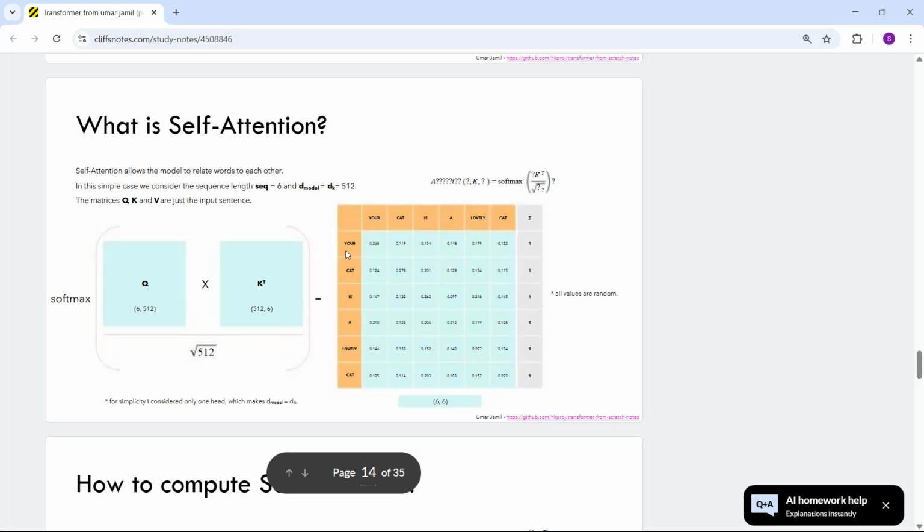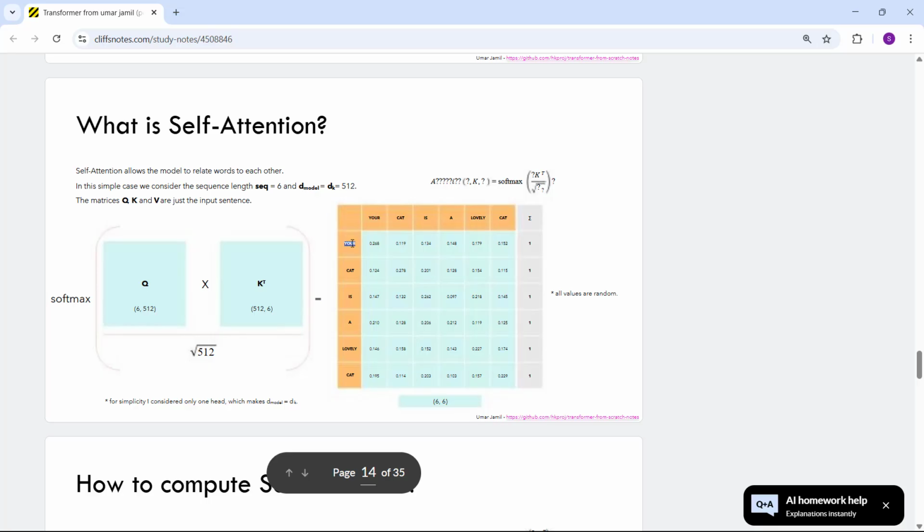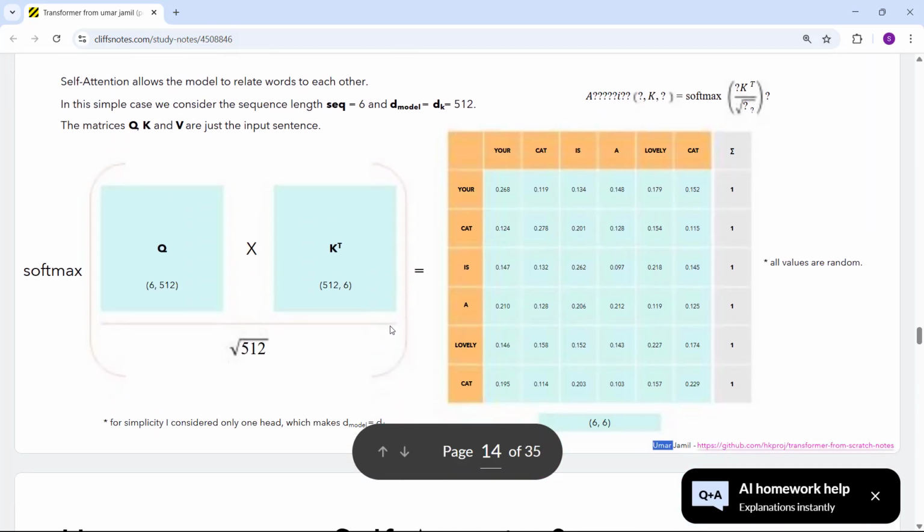That is, how the word "your" is related to the word "your", how "your" is related to "cat", how "your" is related to "is", how the word "your" is related to "a", each word with respect to each other word, how "your" is related to every other word in the input sequence. And if you notice here, let me zoom so you can see, it is 0.2, 0.1, 0.1, 0.1, 0.1 and 0.1, right?